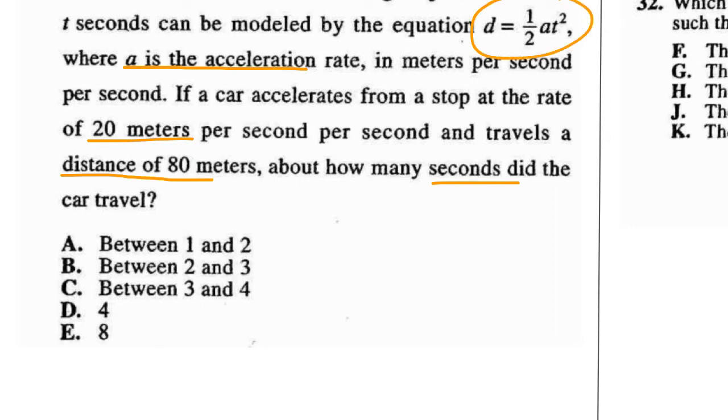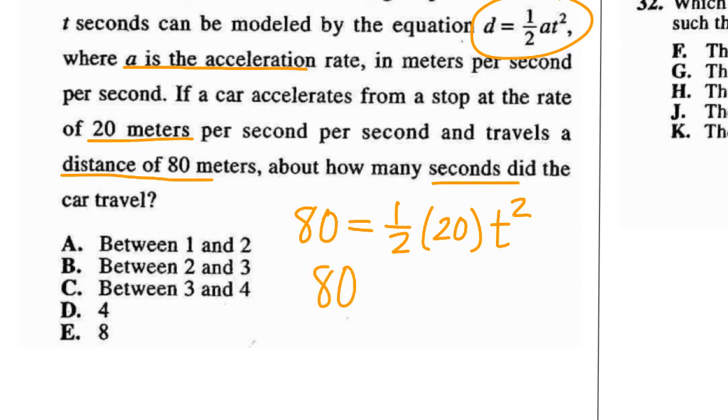So our distance that was traveled is 80 equals 1/2 a, and that was 20, times our time squared. So let's see, this is going to give me 80 equals 10t squared. So let's see, that's going to give me 8 equals t squared.